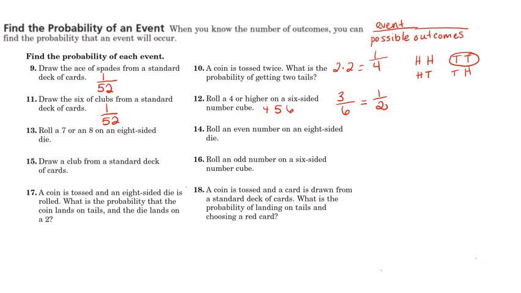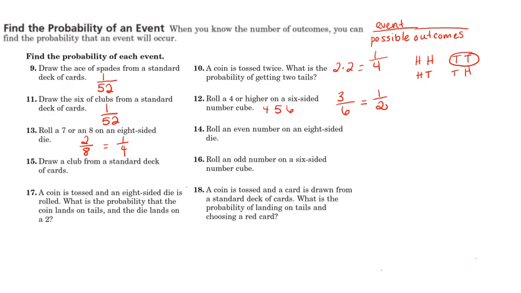For number 13, roll a 7 or an 8 on an 8-sided die. So I have 8 possible outcomes, 1, 2, 3, 4, 5, 6, 7, and 8. And 2 of those are a 7 or an 8. And again, that can be reduced because I can divide them both by 2. So I have a 1 out of 4 chance of getting a 7 or an 8.